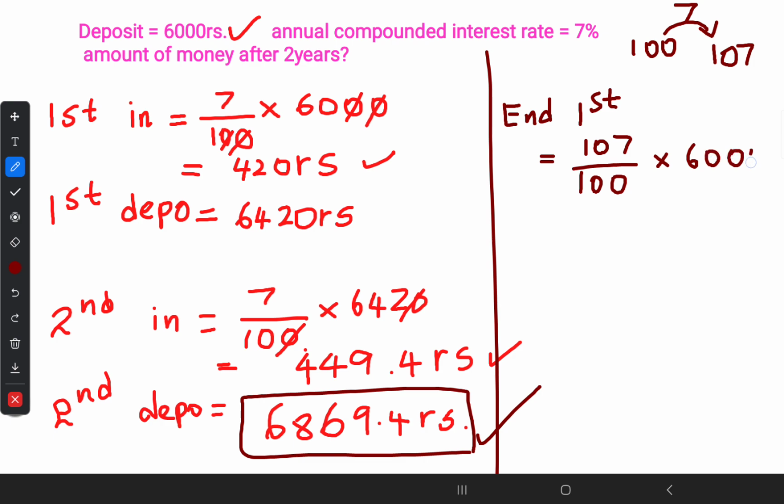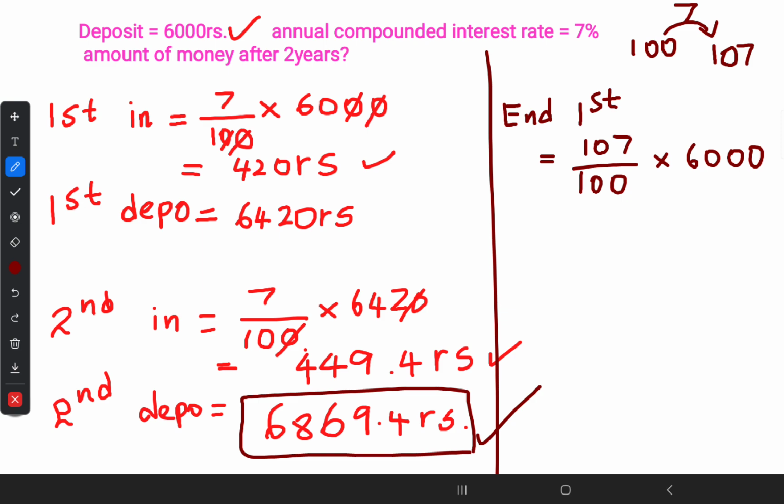Because the question is not step by step. They directly asked what is the amount after the end of 2 years. So there is no need to find all of them now. Directly we can use the simplest way to find the answer. That's why I used this one. They didn't talk about the interest separately. They've asked directly for the amount of money in the bank after 2 years. That means both deposit and interest together.